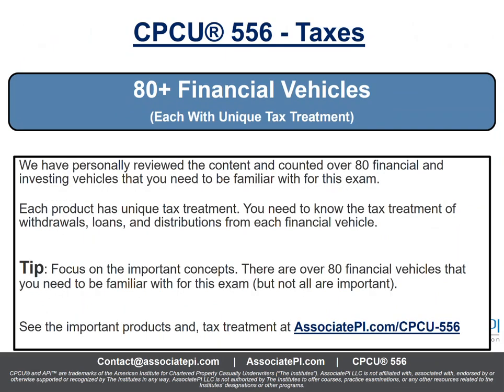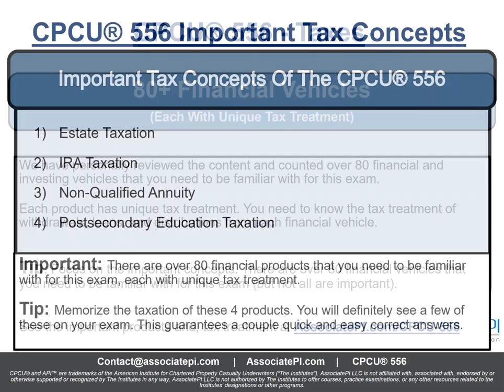All right, so that wraps up our important financial vehicles. Now we are going to look at some of the most important tax concepts of this exam. As I've already talked about, over 80 financial products that you have to know on this exam. Each of these has unique tax treatment that you have to memorize. You have to know it. So we're going to get into that now.